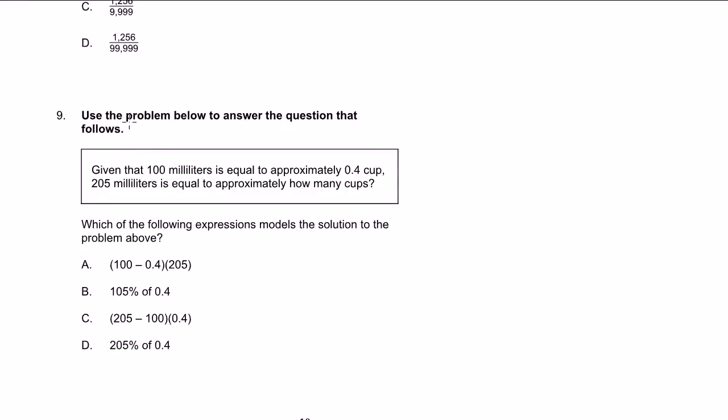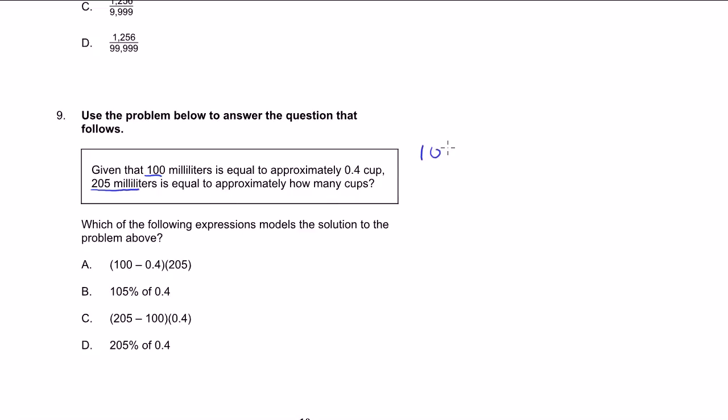We're on problem 9. Use the problem below to answer the question that follows. Given that 100 milliliters is equal to approximately 0.4 cups, 205 milliliters is equal to approximately how many cups? So we could set up a little ratio here.